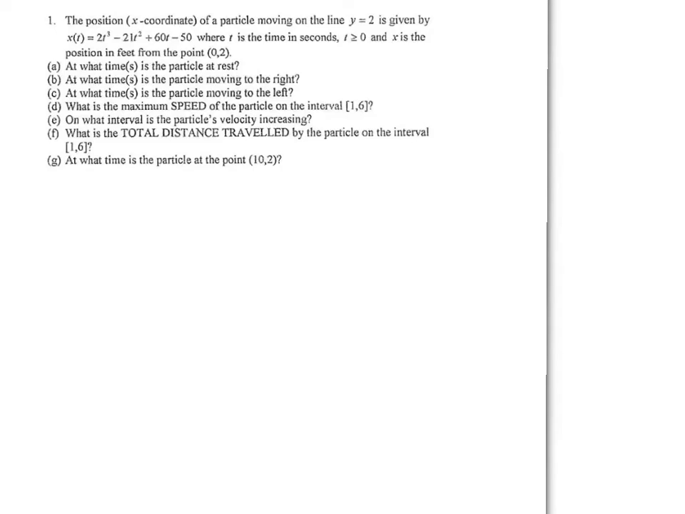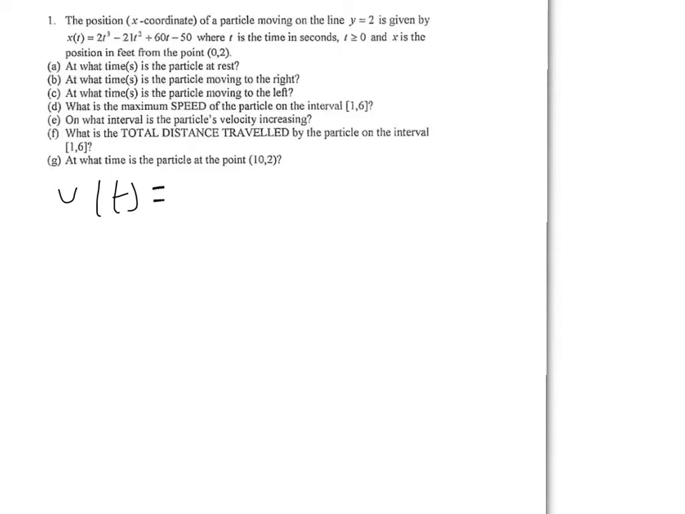All right, welcome back. So, we have the position x coordinate of a particle moving on the line y equals 2, given by x of t, where t is time in seconds, t is greater than 0, and x is the position in feet from the point (0, 2). At what time is the particle at rest? So when we're talking about a particle at rest, we're talking about v of t.